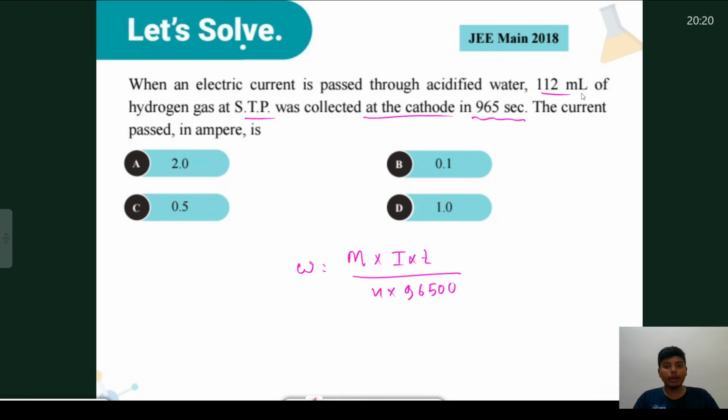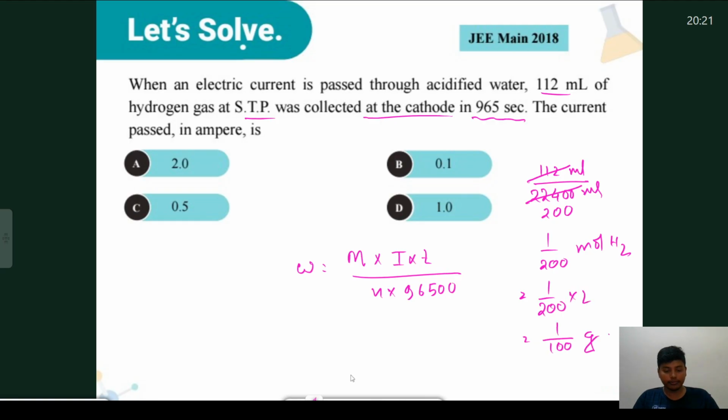Now, listen. 112 ml at STP. How to find out moles? Volume at STP given, divided by 22.4 liter or 22,400 ml. So this is 1 by 200 mole. So 1 by 200 mole of hydrogen means how much gram of hydrogen? 1 by 200 into 2. That means 1 by 100 gram of hydrogen. Yes or no? So the W value I got is 1 by 100.